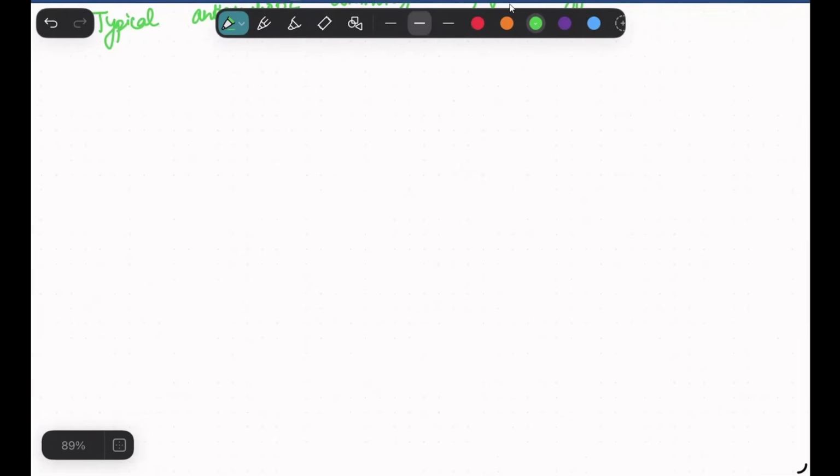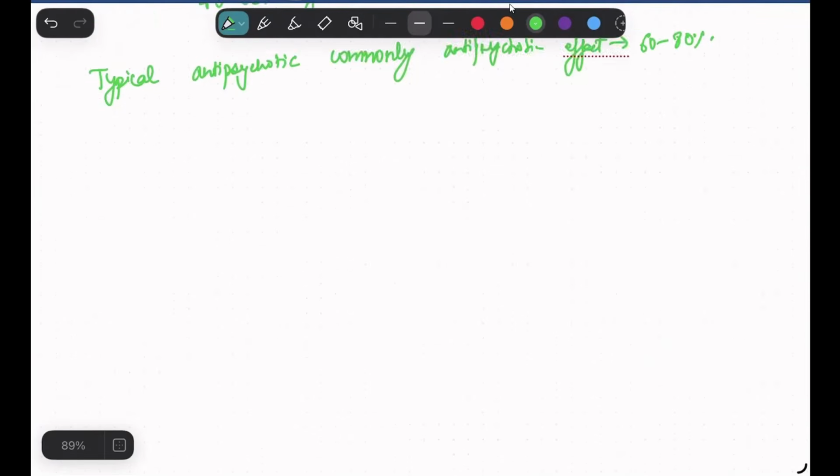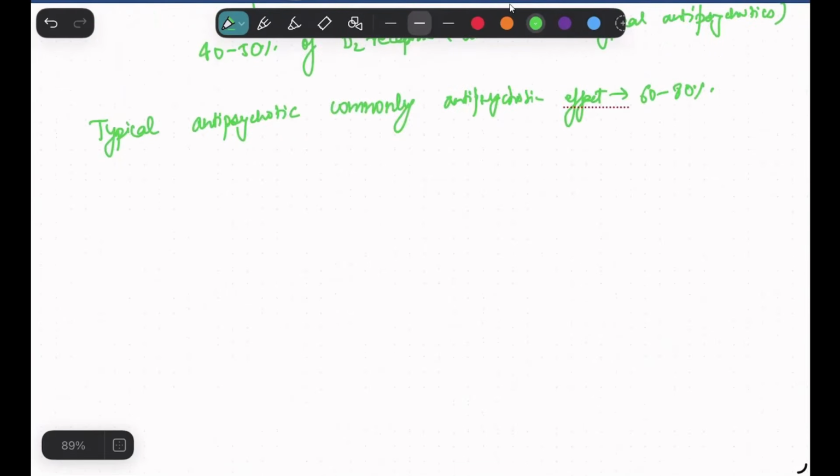So the important thing to know is that a typical antipsychotic commonly shows an antipsychotic effect at 60 to 80%, and when the occupancy increases beyond 80%, the risk of extrapyramidal symptoms increases, like parkinsonism, dystonia, akathisia, and other extrapyramidal symptoms. Here, clozapine becomes different. Because its occupancy is relatively low, it produces an antipsychotic benefit while having much lower EPS liability.